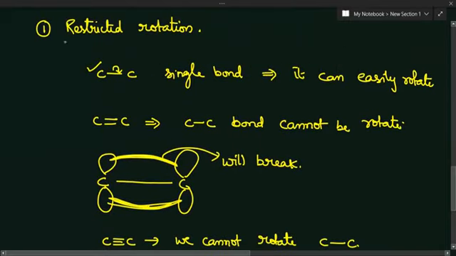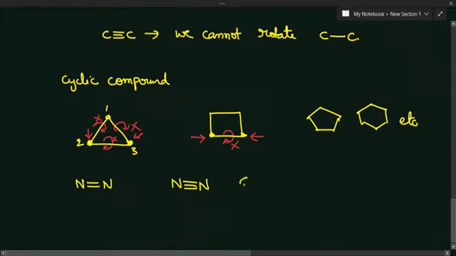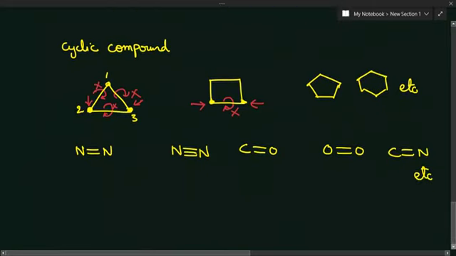So this is the first condition to show geometrical isomerism. That is, there should be a restricted rotation. For example, N double bond N, yes, there is a restricted rotation. N triple bond N, yes, there is a restricted rotation. For example, C double bond O, there is a restricted rotation. O double bond O, C double bond N, etc. In these types, there is a restricted rotation. So the first condition is satisfied.